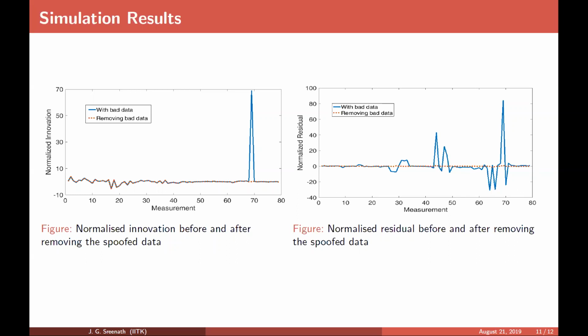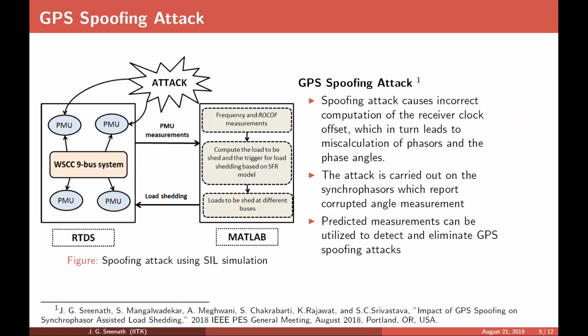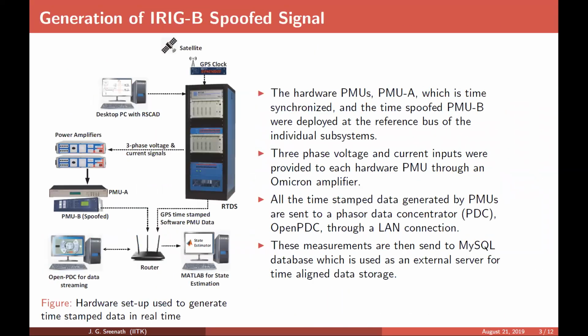So what we have done here is create a real-time setup where we can create a spoofing attack, and this spoofed information can be used to study the impact of GPS spoofing attack on various applications, not just the state estimator and the Synchrophasor assisted load sharing. There are multiple applications that use PMU data, so all these applications can be studied using this particular approach.